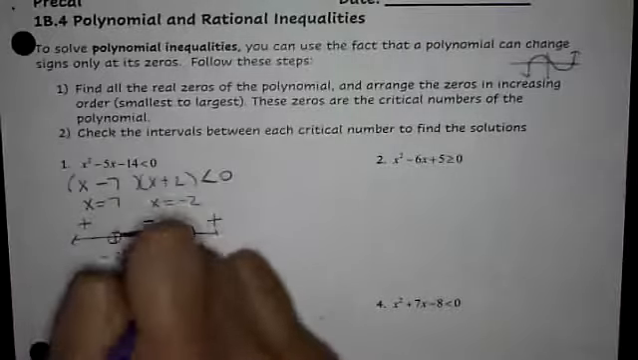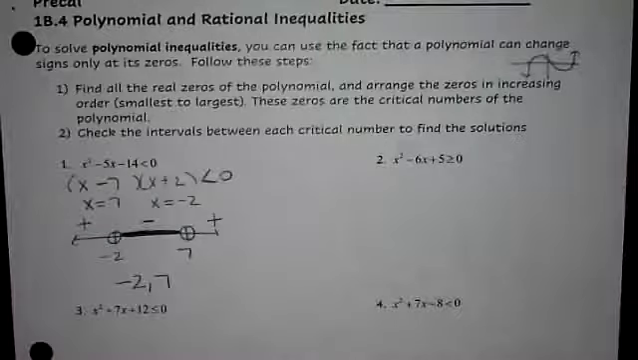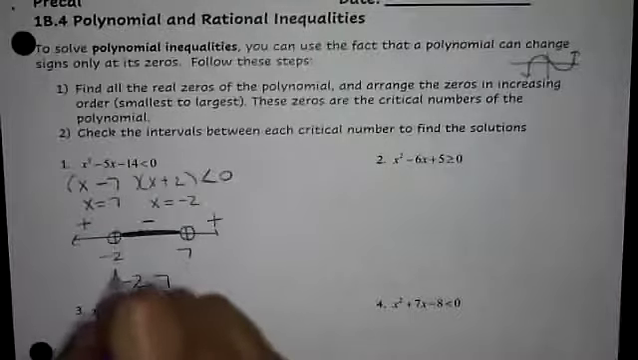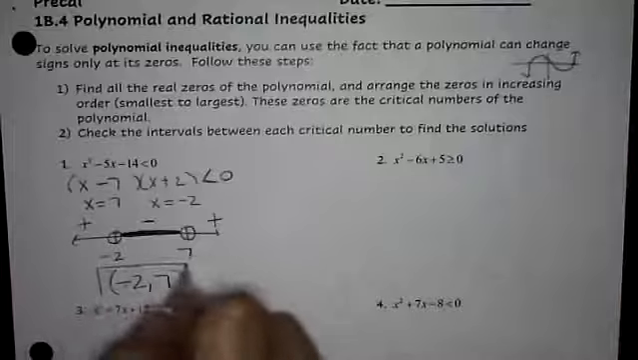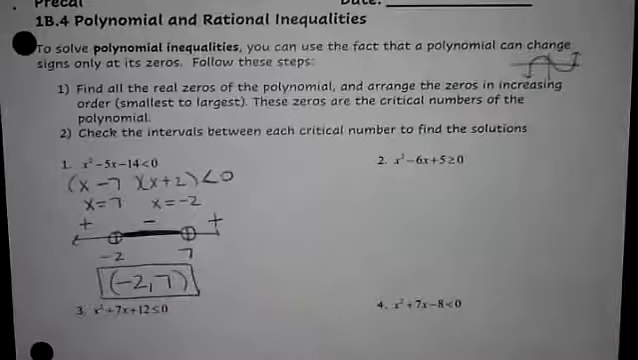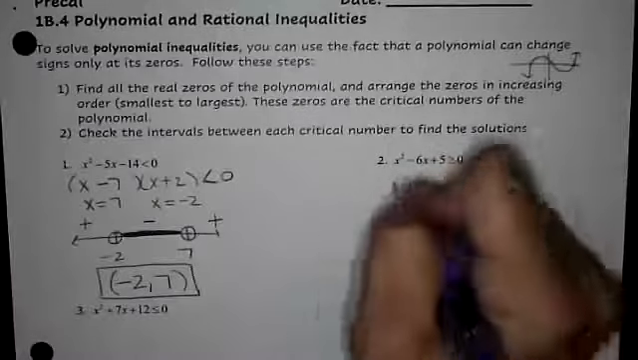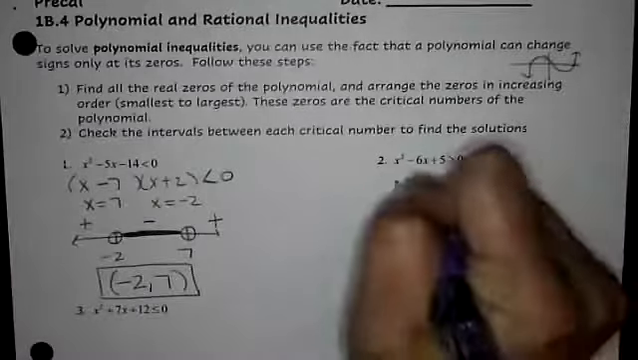So from negative 2 to 7 would be the interval of our solutions. Since those are open circles, they're going to be parentheses. If they were closed circles, they would be a bracket. So from negative 2 to 7 is our solutions. We're going to do the same thing here. If you want to pause and try it, you can.